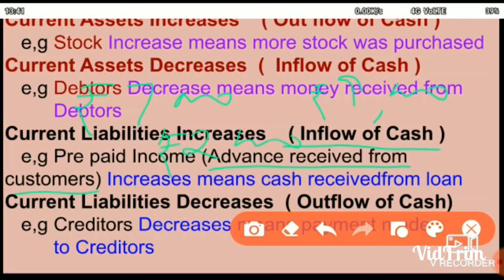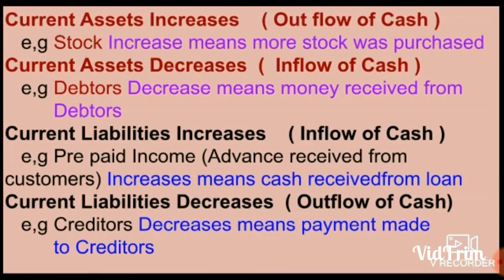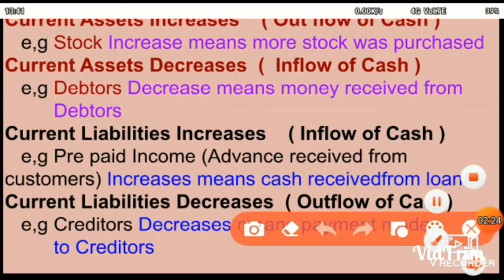We assume that the business has received a further 2,000 rupees from the customers as an advance. So the business has received 2,000 rupees cash during the year, so there is an inflow of cash of rupees 2,000. So if current liabilities increase, we assume that there is an inflow of cash. Again, if current liabilities decrease, we assume that there is an outflow of cash.